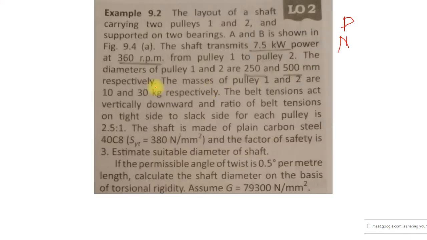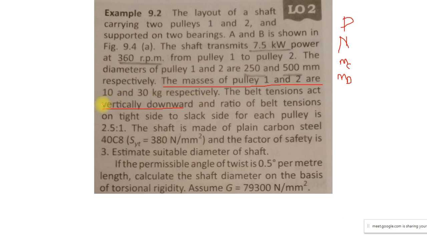The diameter of pulley 1, which we consider as C, is 250 mm. The diameter of pulley 2, D, is 500 mm respectively. They have also given the masses of the pulleys, small m: MC and MD are given as 10 kg and 30 kg respectively. The belt tensions act vertically, which is one of the important data.